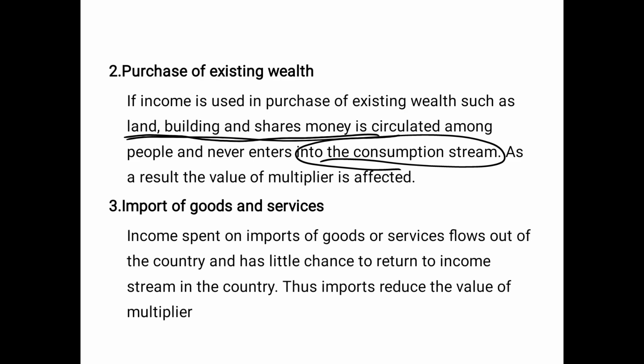Next one is import of goods and services. When income is spent on imports of goods, what happens? Money flows from our country towards the other country. So automatically what happens to our country? The income is dropping because we are importing goods from other countries, and money is flowing from our country to the other country. So this is the next leakage that we face in the multiplier.